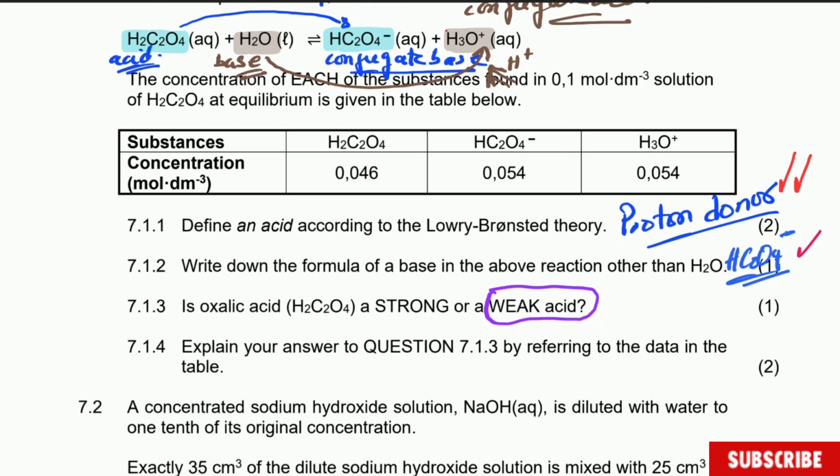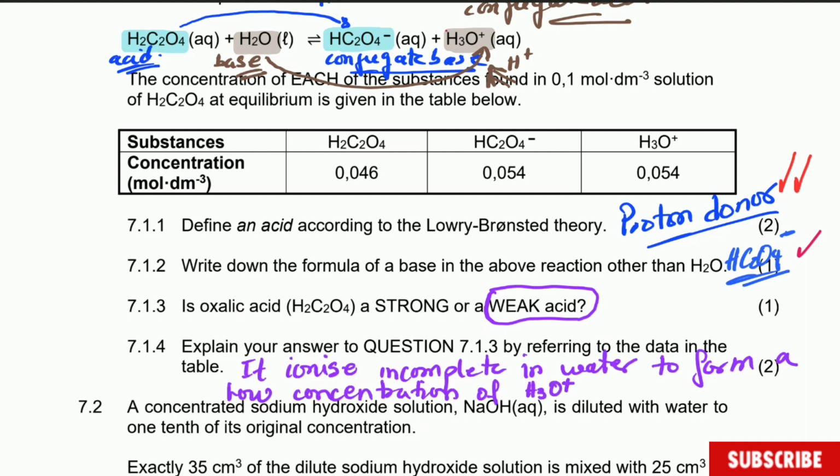Now, explain your answer. Why is it a weak acid? Because it ionizes incompletely in water. So what you have to say here is that it ionizes incompletely in water to form a low concentration of H3O plus. And quite simple, if you say that, you'll get 2 marks by identifying it as a weak acid. If you perhaps say strong acid, then you will lose these 2 marks.